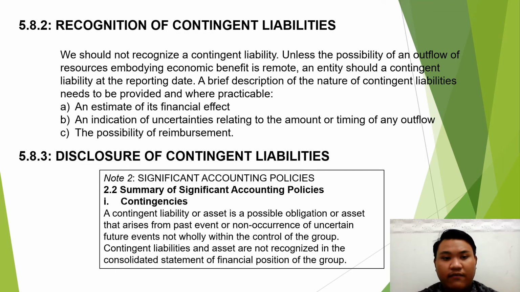5.8.3 refers to disclosure of contingent liability. Note 2, significant accounting policy. 2.2, summary of significant accounting policies. The first is contingencies. A contingent liability or asset is a possible obligation or asset that arises from past events and is confirmed by the occurrence or non-occurrence of uncertain future events not wholly within the control of the group. Contingent liabilities and assets are not recognized in the consolidated statement of financial position of the group.